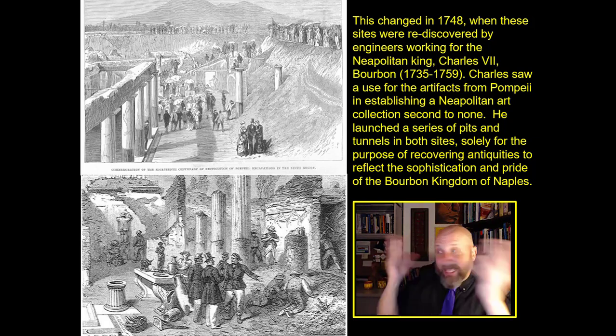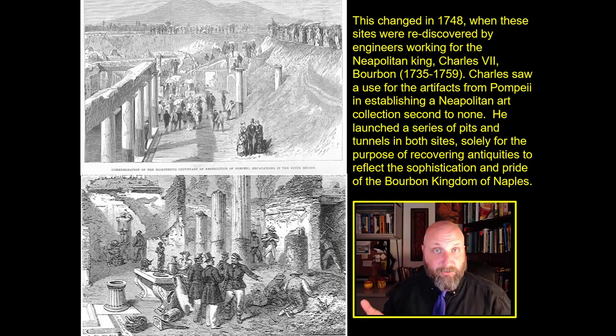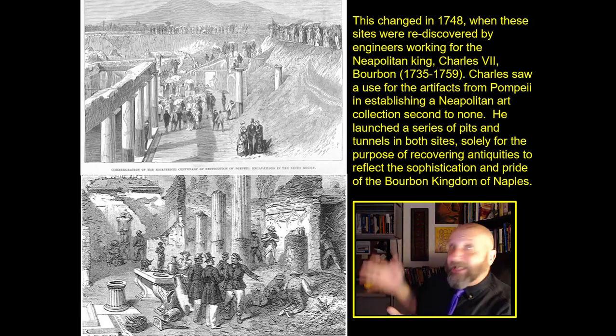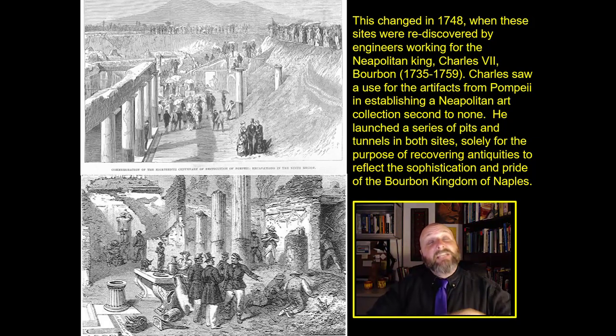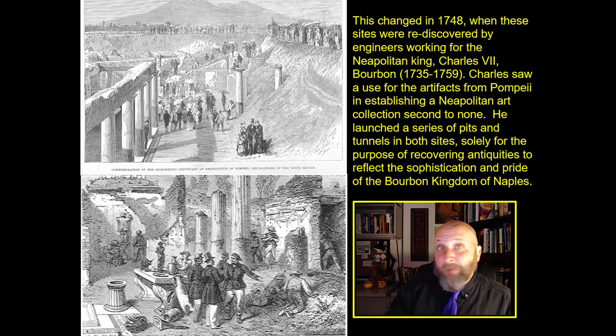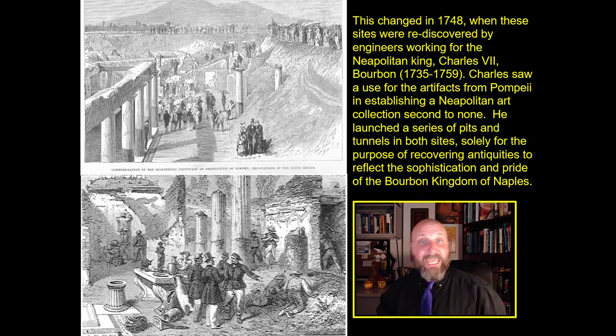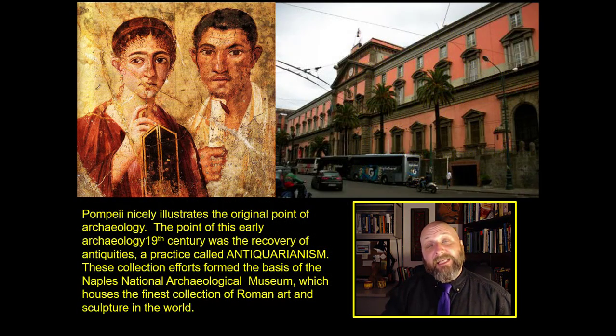So what he does is he abandons his idea for this palace on the southern slopes of Vesuvius, and he starts launching this series of pits and tunnels, and you see them right there. These excavations are not very systematic, not very well organized, because Charles VII doesn't really care about knowledge about the past. What he wants is the artistic stuff. The sole purpose of these excavations is to recover antiquities to reflect the sophistication and the pride of the Bourbon kingdom of Naples. And in this, he is spectacularly successful.